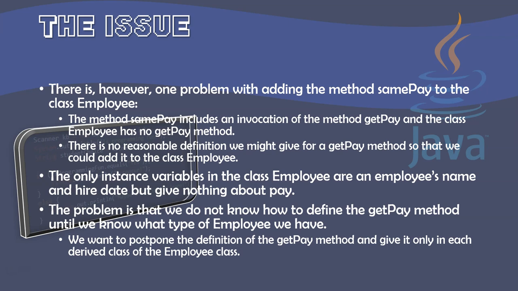Because of that, we don't know how to define getPay until we know exactly what type of employee we have. Are they hourly? Because that's going to be an hourly rate. Are they salary? Because then we can just compute a monthly amount, etc. This means we're going to want to postpone that definition of getPay and give it only in each derived class of Employee. So only HourlyEmployee would have its getPay, and our SalariedEmployee would have its getPay.